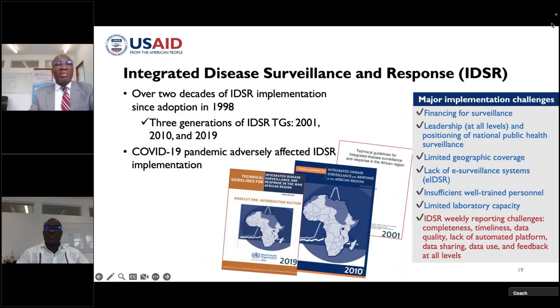So the IDSR, as my predecessor spoke about, has been implemented in the Africa region for 25 years now. Since 1998, we now have 3 generations of technical guidelines. And we have major implementation challenges. Some of those have already been highlighted. To mention a few, on your right side here, you can see the financing, the leadership, the geographic coverage, the training and laboratory capacity, which quite often become the main challenges. These challenges, as we can see every single week when we receive data from member states, are reflected in the completeness and timeliness of the reporting.